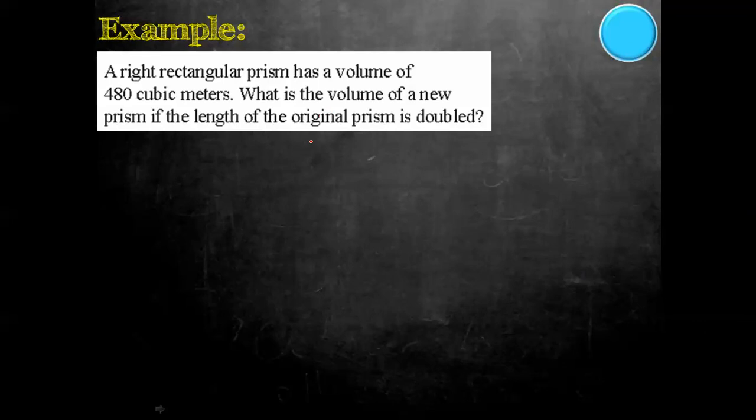This says a right rectangular prism has a volume of 480 cubic centimeters. What is the volume of a new prism if the length of the original prism is doubled? So length times width times height. Only the length is doubled. So all we're going to do is just double the volume. So we're going to take 480 plus 480 is 960. So it would be 960 meters cubed.